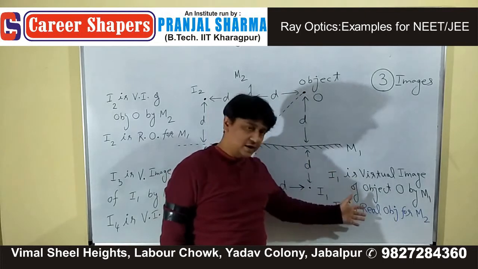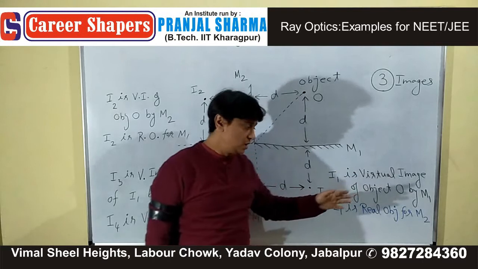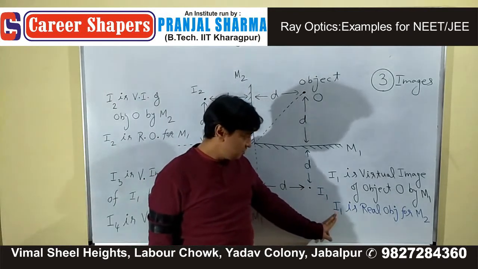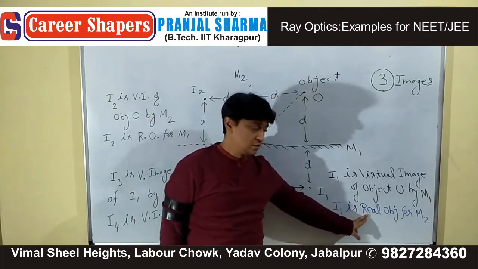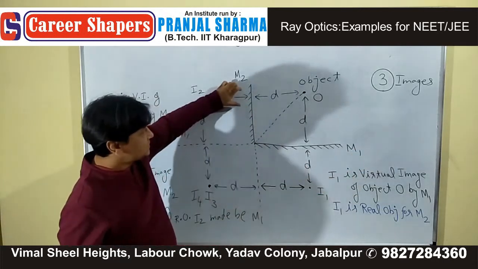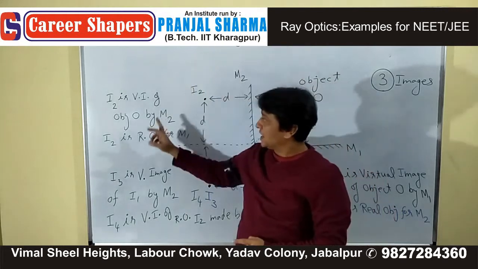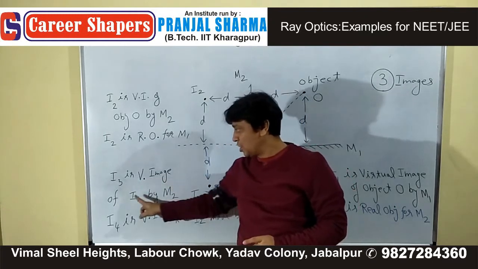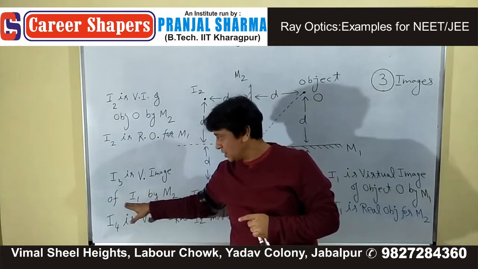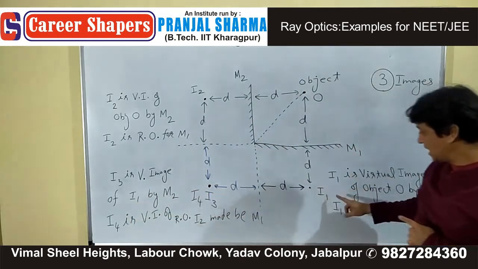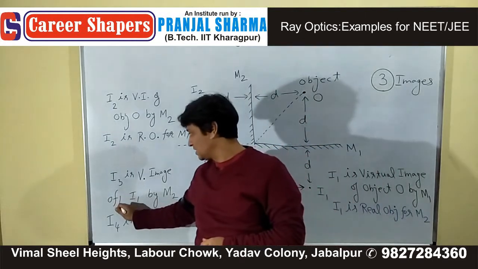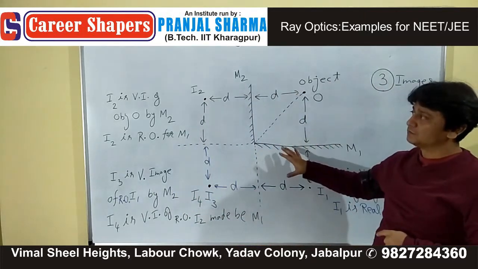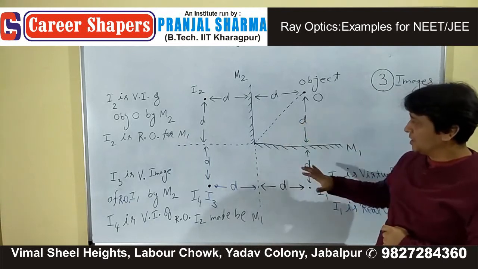Try to feel it with the part where I explained the meaning of real and virtual. If you are unable to understand what real and virtual are, go back and see that lecture. But look here again. What is I1? This I1 is a real object for M2. This I3 is a virtual image of I1. So what is I1? A real object, and therefore you must write real object, I1 made by mirror M2. Just slow this down and you will understand this part with the help of the second approach.